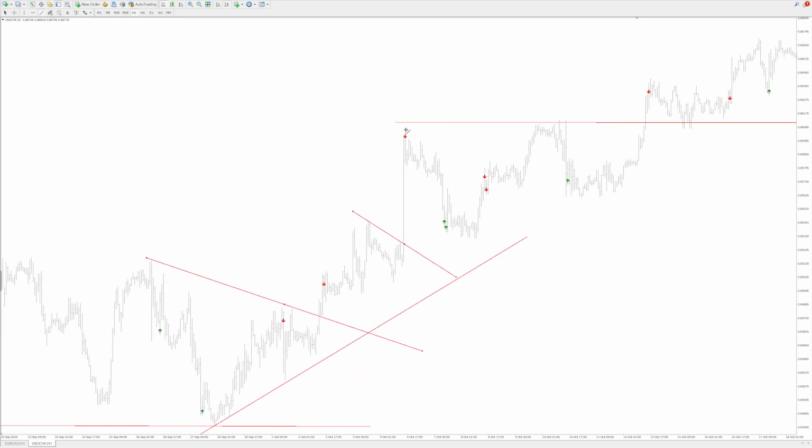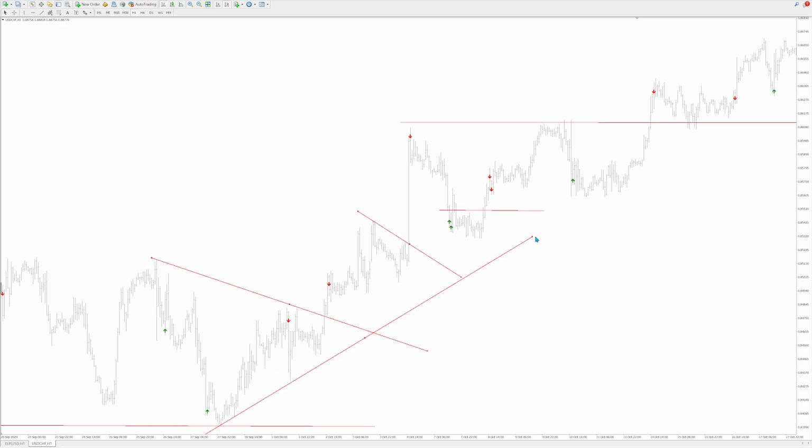Or you could wait even for the pullback there. We know we're in an overall uptrend. The market's still making these higher lows. We can just hone in there and look to enter on a short-term breakout to the upside. So basically finding the trend direction and trading on breakouts in the trend direction.